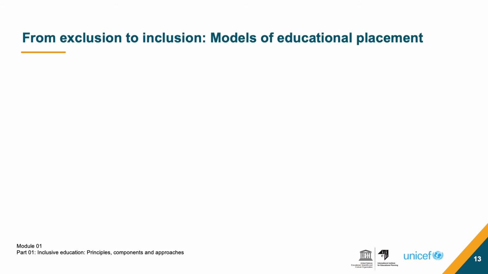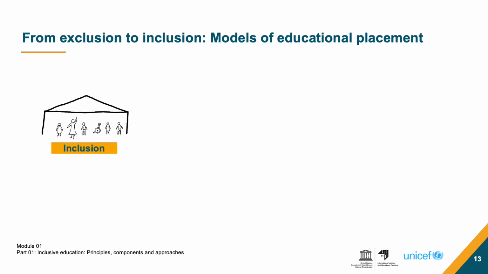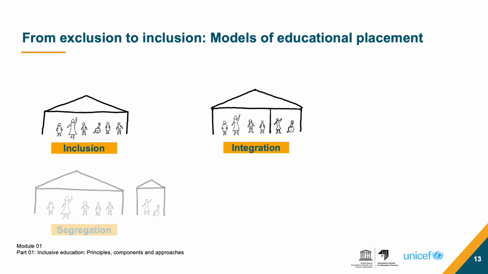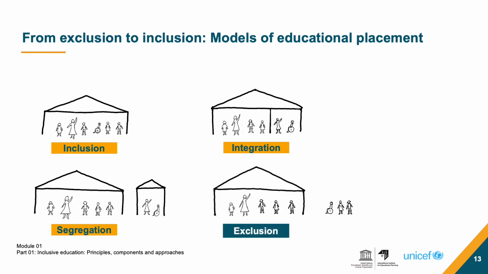Let's look at different models of educational placement that can typically be found within education systems and illustrate what inclusive education should not look like. We can distinguish between 4 different models: inclusion, integration, segregation, and exclusion. Exclusion refers to a child being completely out of the formal school system, denied his or her right to education.